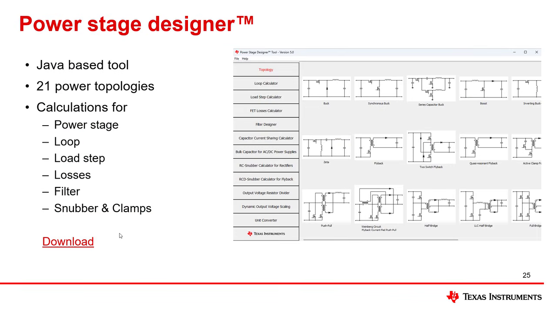For all calculations that are done in the following design example, TI's Power Stage Designer can also be used. It is a Java-based tool that allows calculations for 21 power topologies. It can be used for calculating the power stage, the loop, load steps, losses, filters, and snubbers and clamps. In addition to the normal calculation, I will also show every design step with the Power Stage Designer. The Power Stage Designer can be downloaded with the link on the slide.